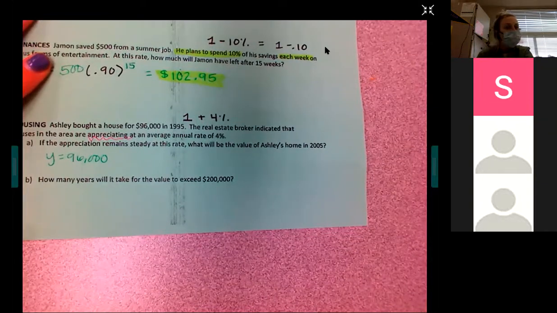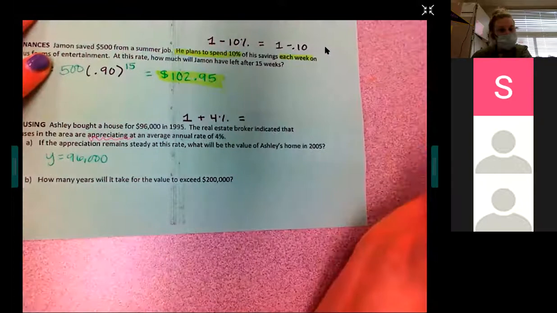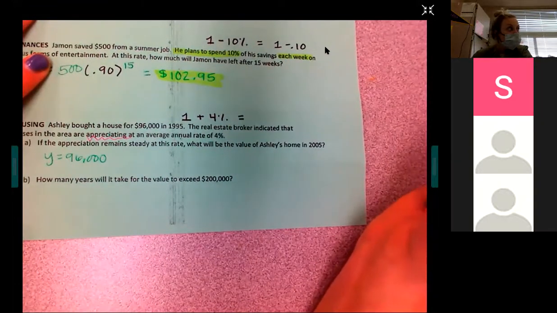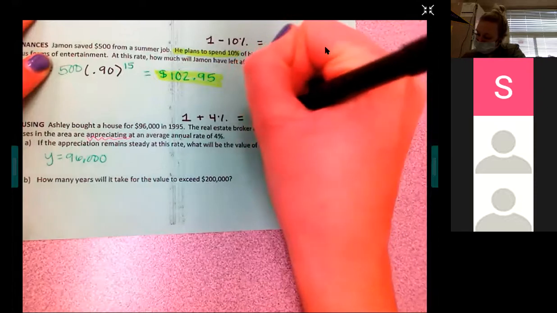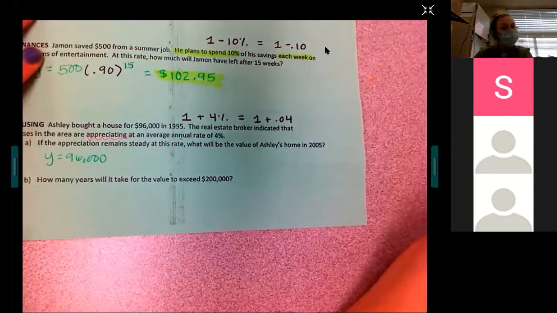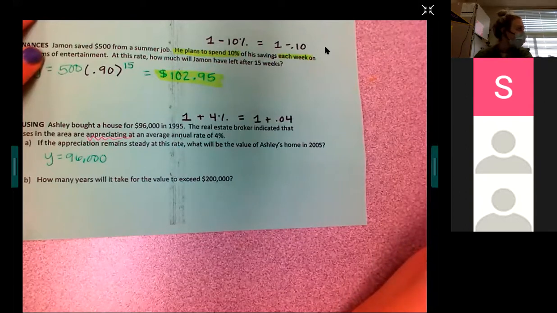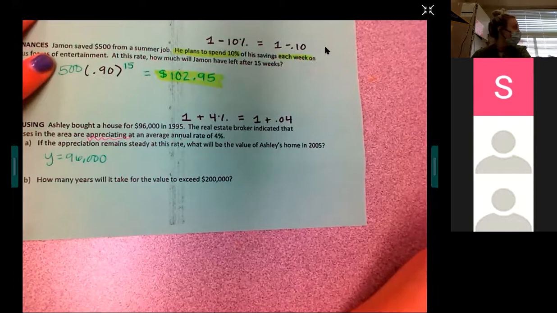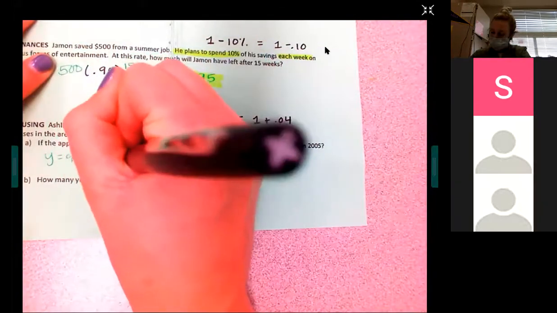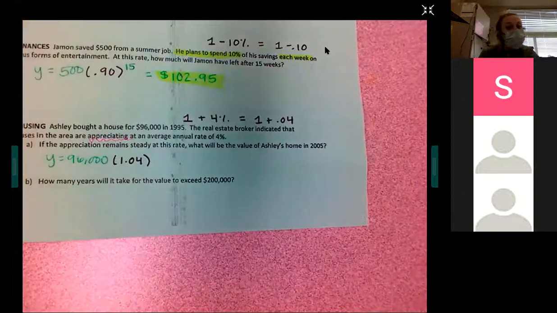What do you have to change the percent to? 4 over 100. Does anybody want to tell me what 4 over 100 would be? 2 decimal places because it's over 100. 0.04. Good. So this would be 1 plus 0.04, which is just what? 1.04. The adding ones should be easier than the subtracting ones. So the number you're multiplying by, the factor, is 1.04.